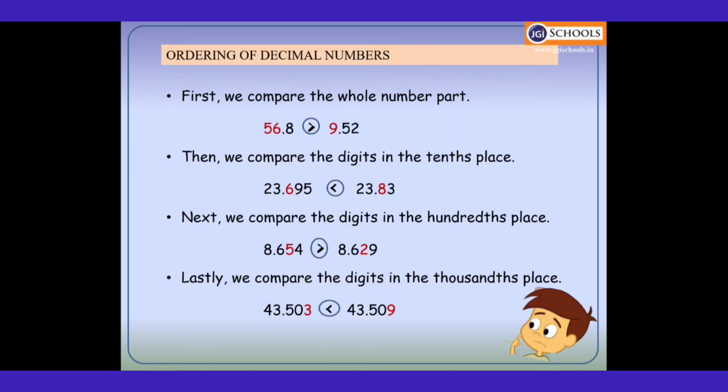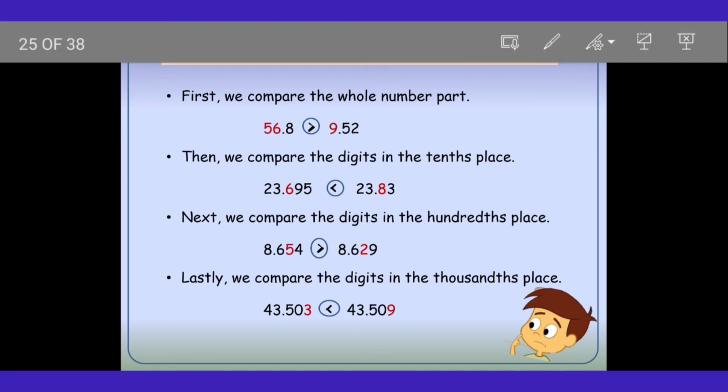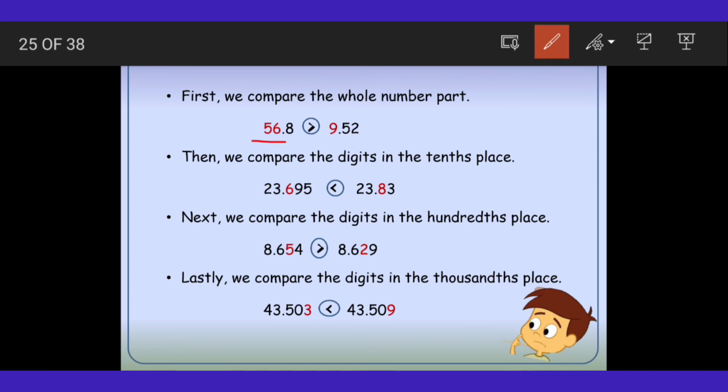Now what is the ordering of decimal numbers? First we compare the whole number part. Okay, take 56.8 and 9.52. So is 56 greater or is 9 greater? See here, 56 and 9 are the whole number parts. So which one is greater? Obviously 56 is greater, right?